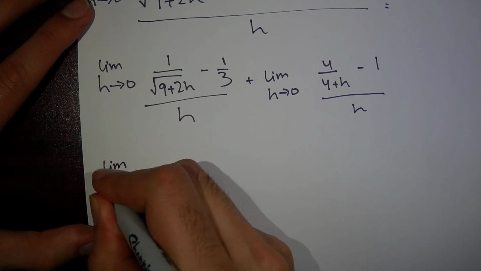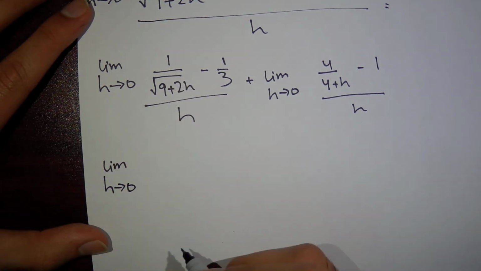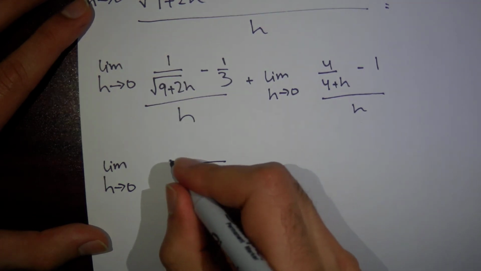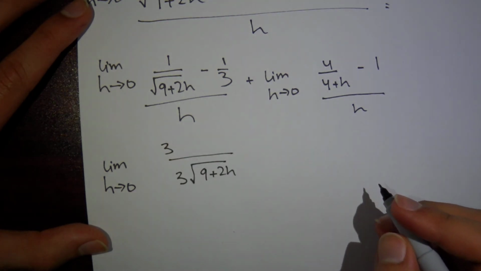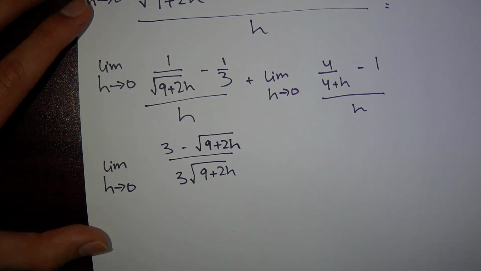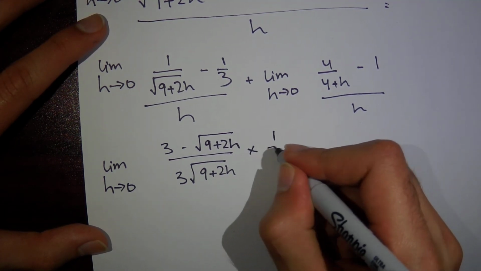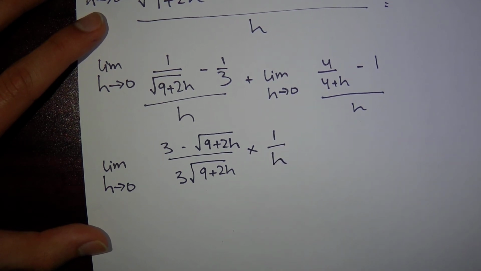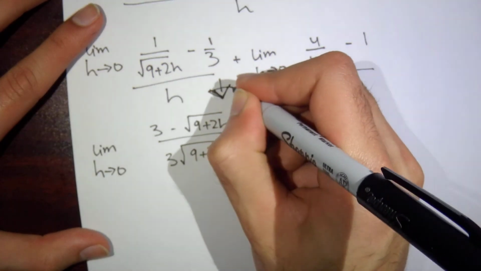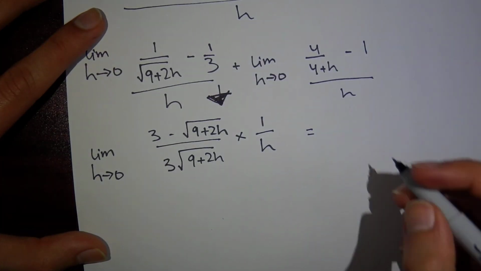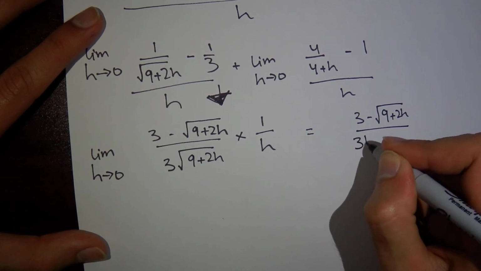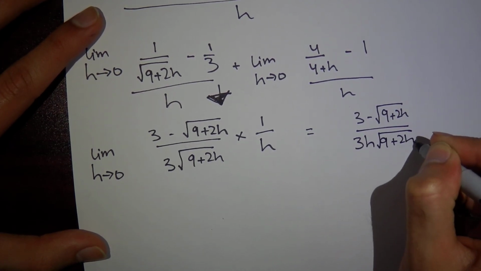So that would equal the limit as h approaches 0. If we multiply the denominators, we're left with 3 square root 9 plus 2h. And if we add the numerators, we have 3 minus square root of 9 plus 2h. And all of that is being multiplied by 1 over h, which would equal, of course, recall, we're only dealing with this half of the question for now. So 3 minus the square root of 9 plus 2h divided by 3h square root 9 plus 2h.